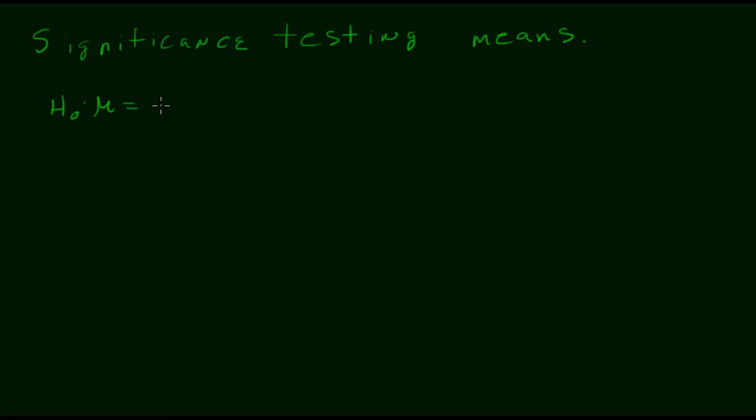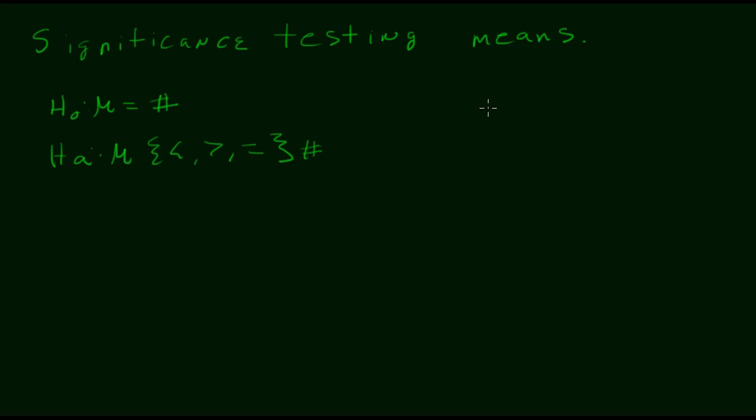the mean is some value for the population. You're going to get an alternate hypothesis that the mean is either less than, greater than, or not equal to some value. Sorry, that shouldn't be 0. That should be some value. So let's make that value a number, right? A number.